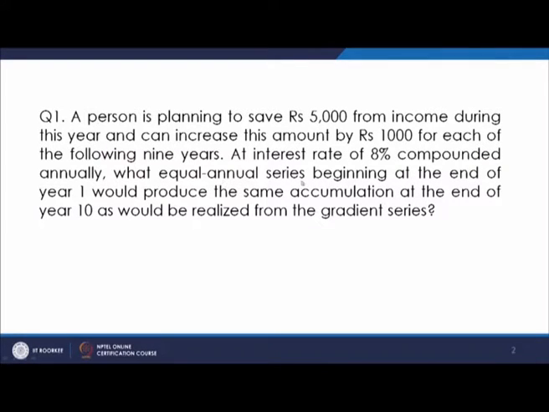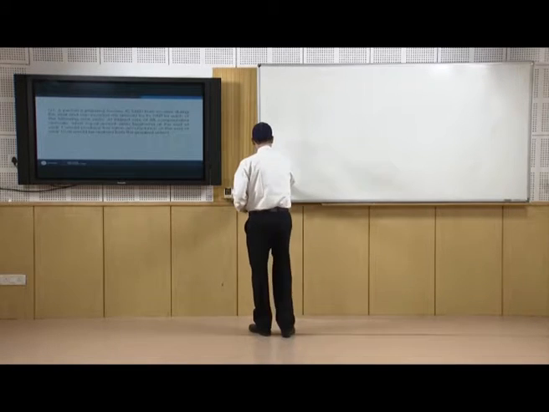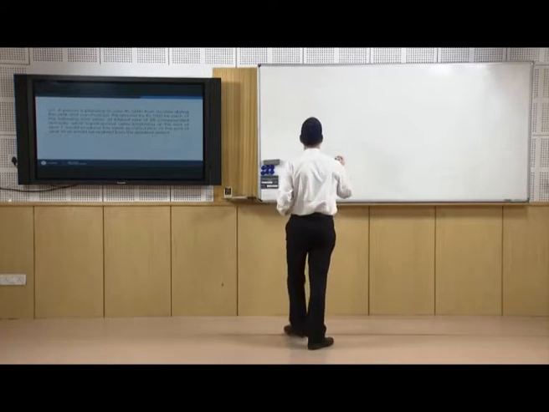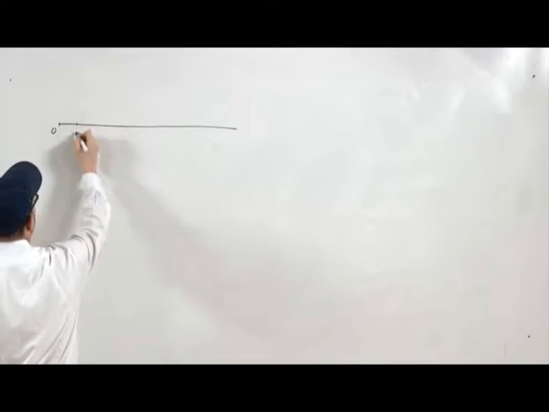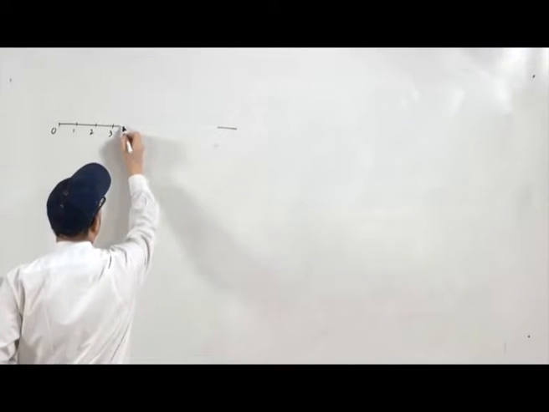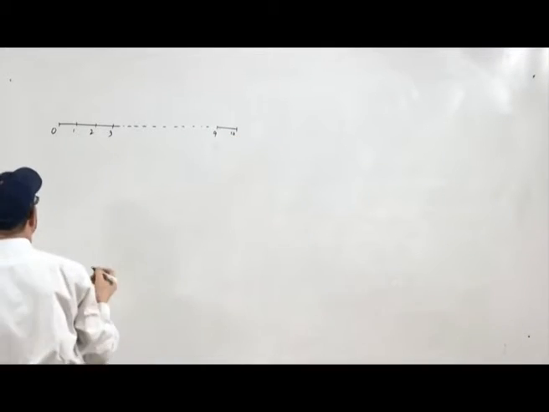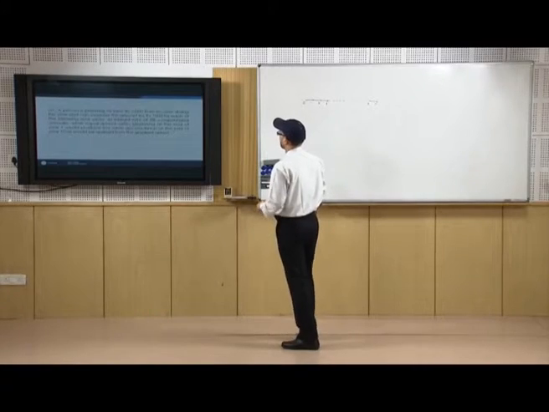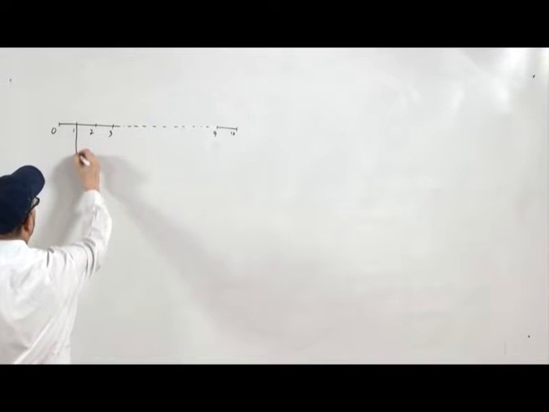What equal annual series beginning at the end of year 1 would produce the same accumulation at the end of year 10 as would be realized from the gradient series? So, basically this is a problem which talks about a cash flow series like this. You have a 10-year time starting from 0, 1, 2, 3, and then it will go to year 9 and year 10. Now, the person is basically saving 5,000 during this year. So, in the first year he is saving 5,000.